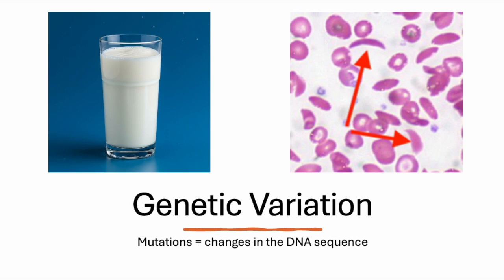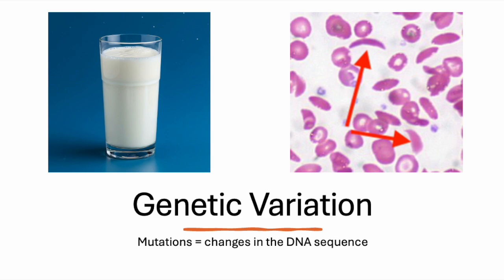Most mutations are neutral, meaning they don't have any effect on the organism. But some mutations can be beneficial, such as tolerance to lactose, a sugar found in milk and other dairy products. Other mutations are harmful, such as sickle cell anemia, that can lead to pain and fatigue in those people with this mutation.